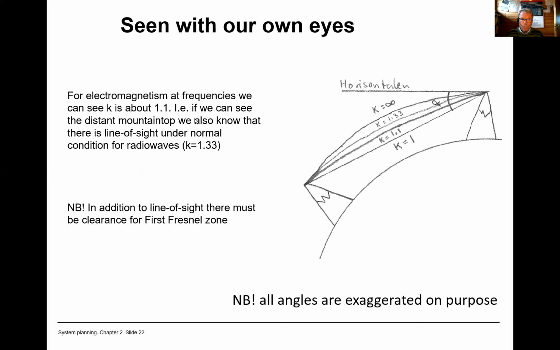And here is 1.1, and the reason why I've chosen 1.1 is that it is the k value that we can see with our eyes. So if you can see the other mountain standing here, the radio waves will also see the other mountain, because they bend less than the waves in the range that we see. Of course, you must have this first Fresnel zone free as well. We will look into the first Fresnel zone in a later chapter. So you need a little more than just line of sight here. We come back to that.